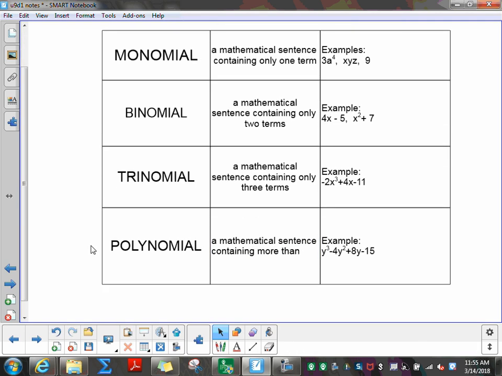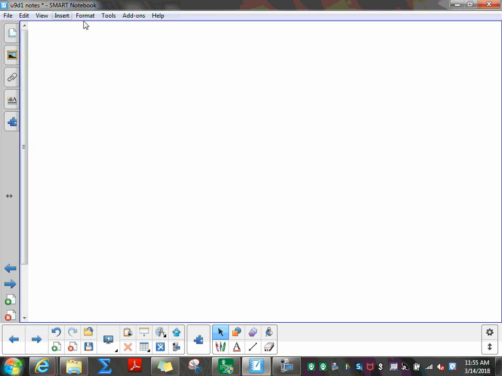A polynomial is one that has more than 4 terms, because we just use the generalized name for it since it doesn't have a specific name, that's all. Pause this if you didn't get a chance to write it all. But other than that, we're going to go ahead and move on.